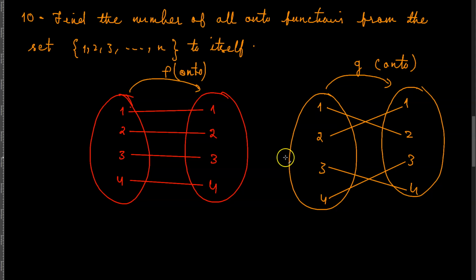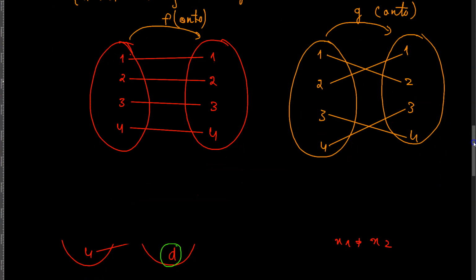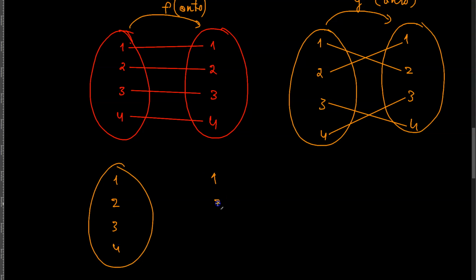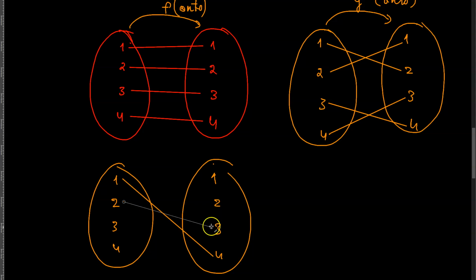So now our goal here is to understand in how many ways I can actually do this. Another way of doing the same thing would be, for example, to have 1, 2, 3, and 4, and 1, 2, 3, and 4 here, and then map 1 to 4, 2 to 3, 3 to 1, and 4 to 2. That's also another way of doing it. As long as every element here is covered, you have no problem, you're good to go, right?